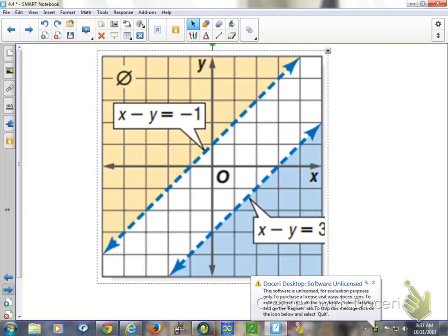I guess you could. Is it important? You're asking questions. How do you know if you do the dotted line or solid? Go back to your equation.